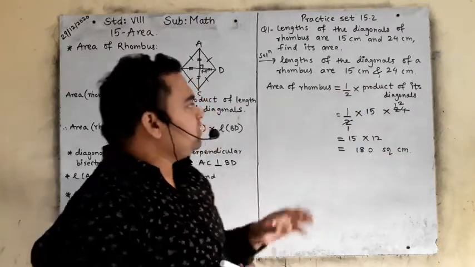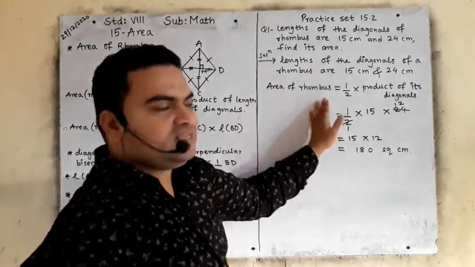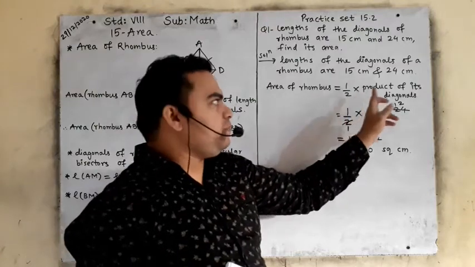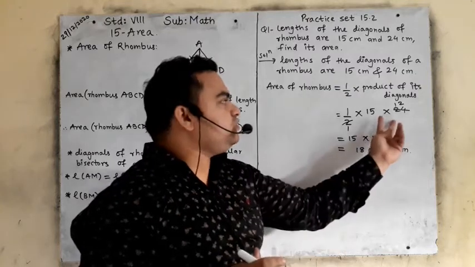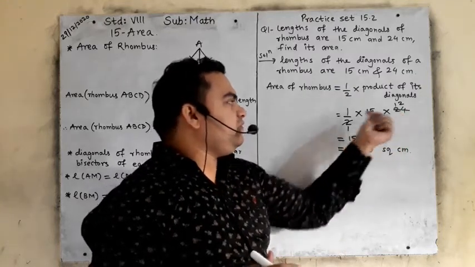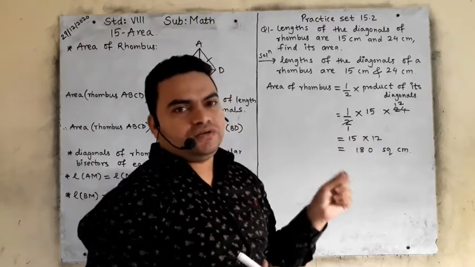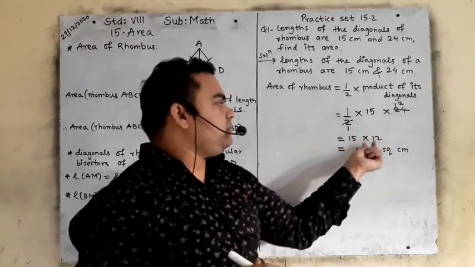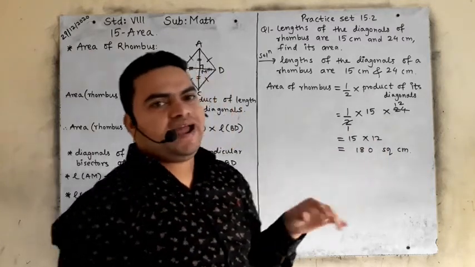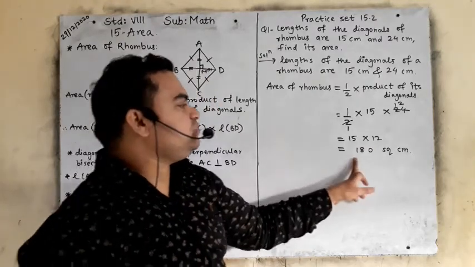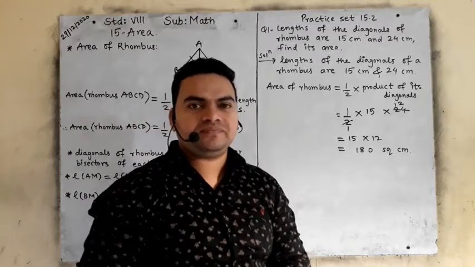I hope you understood. So the first answer you got is: area of rhombus is equal to half multiplied by the product of its diagonals. Product means multiplication of its two diagonals, 15 multiplied by 24. 24 is easily divisible by 2, so you divide it by 2. 2 ones are 2, 2 twos are 4. 15 multiplied by 12 remains. 15 twos are 30, carry 3. 15 ones are 15 and 3 added: 16, 17, 18. So the answer is 180 square centimeter. I hope you understood here.